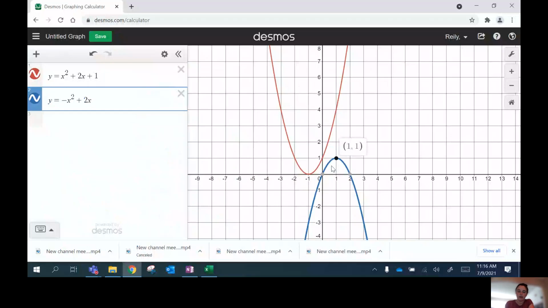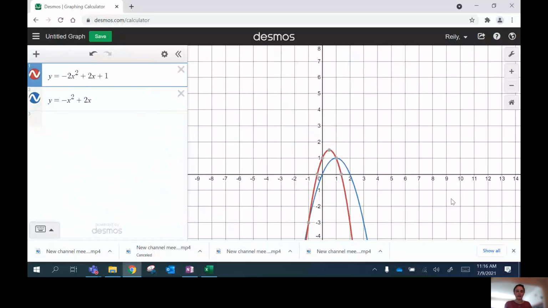You'll see this one is shifted over again, but it's also facing downward. It turns out if the sign on the x squared term is negative, your parabola is going to be opening downwards like a sad face. And if it's a positive in front of the x squared, it'll be opening upwards like a happy face. So I like to remember happy face means positive, sad face means downwards and negative.